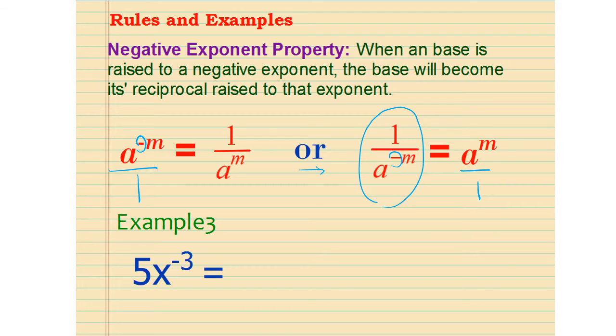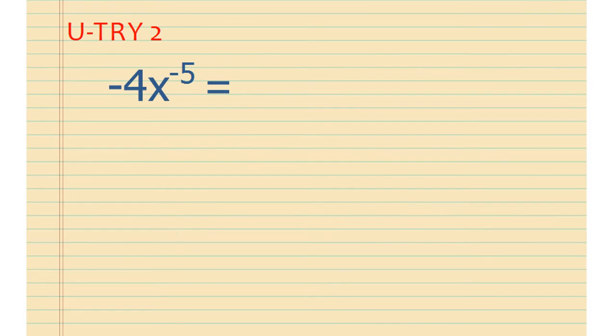Here's an example. 5 times x to the negative third power would be 5 times 1 over x to the third power. The exponent is only touching the base, in this case x, so only x over 1 will be taken as the reciprocal. We didn't touch or deal with 5 at all. Here's a U-try for you.